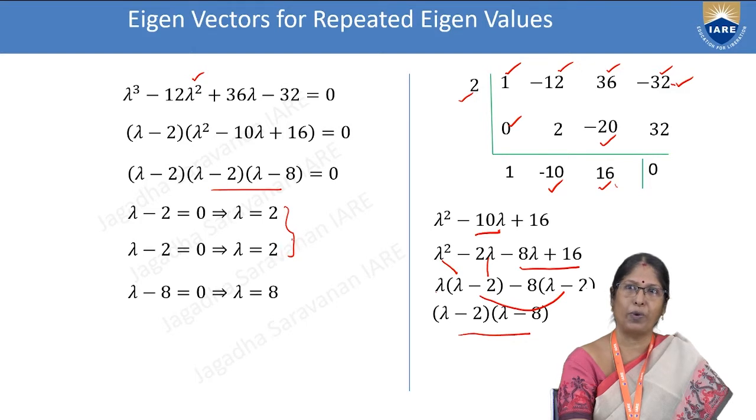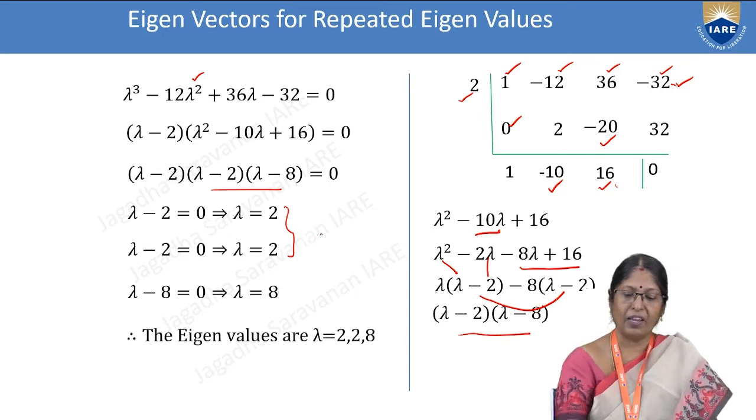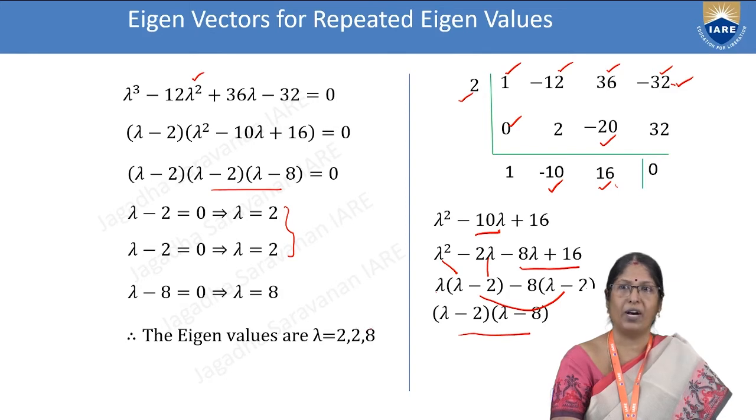That is only our topic. So the eigenvalues are repeated. Distinct means they will be different, like 2, 1, 8, distinct eigenvalues. But now this topic is repeated eigenvalues, where 2 is repeated. The repeated one is 2. There are 3 compulsory, and 2 is repeated. So the eigenvalues are lambda equal to 2, 2, 8.